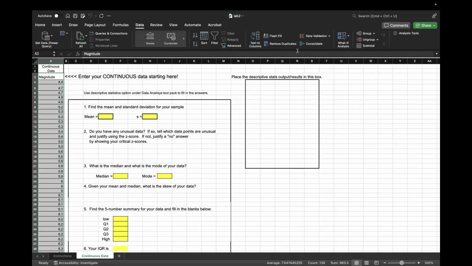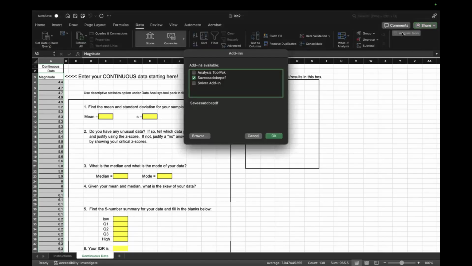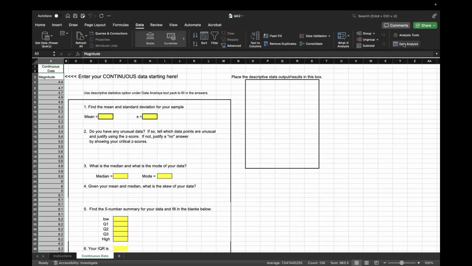So I'm on my Mac right now, a MacBook, and this is very different than my PC. With this MacBook, and some people on PC see it this way, I'm going to click on this right here that says analysis tools, and this opens up right here. I want the analysis tool pack. So you just click it on right there and then click OK, and then data analysis will pop up. Then I have the tool. I'm going to pop over to the other. I'm going to quit sharing.